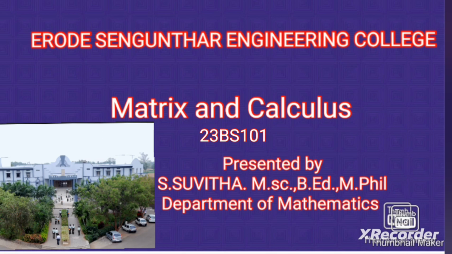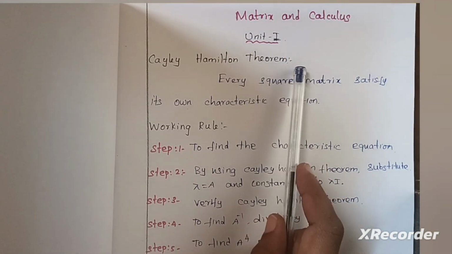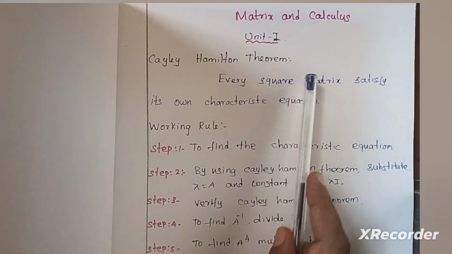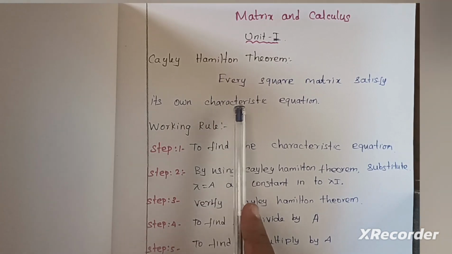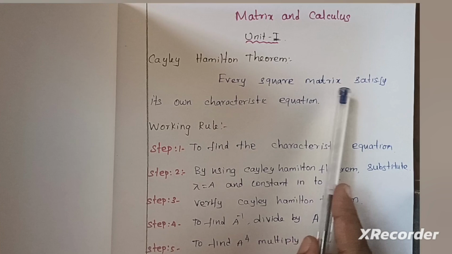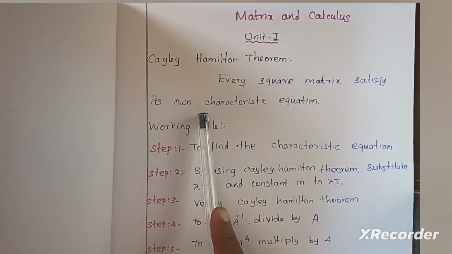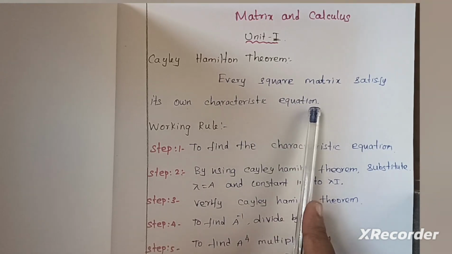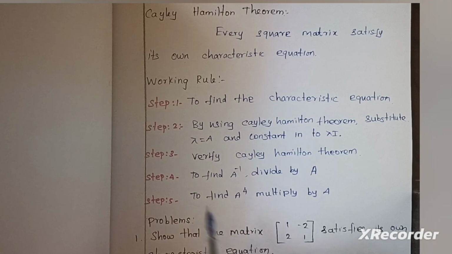Hi students, today we are going to see the topics Matrix and Calculus, Unit 1, Cayley-Hamilton Theorem. Every square matrix satisfies its own characteristic equation. This is the definition of the Cayley-Hamilton Theorem. Now let us see the working rule of the Cayley-Hamilton Theorem.